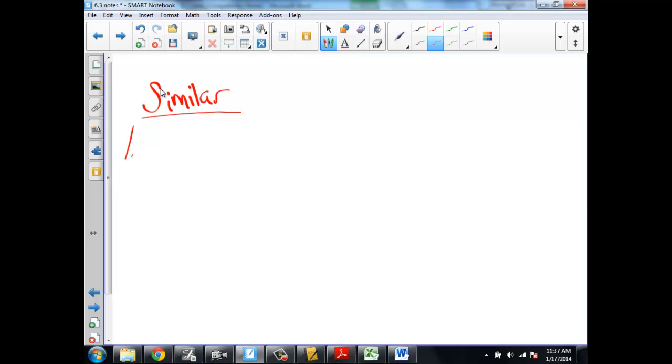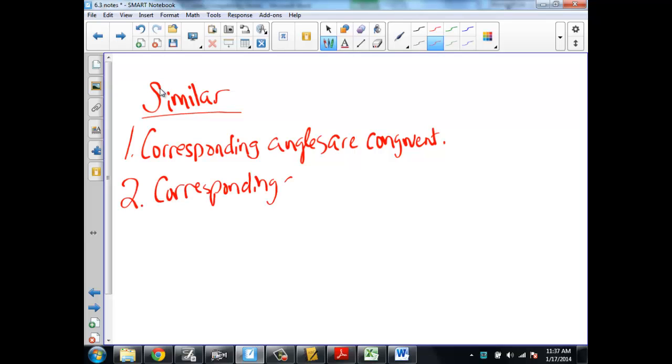Similar means corresponding angles are congruent. Corresponding angles are congruent. Corresponding sides are proportional. Corresponding angles are congruent, corresponding sides are proportional. That's what similar is. Similar figures. We're going to get there. We're going to compare two sides. How are they proportional if they all simplify to be the same thing?